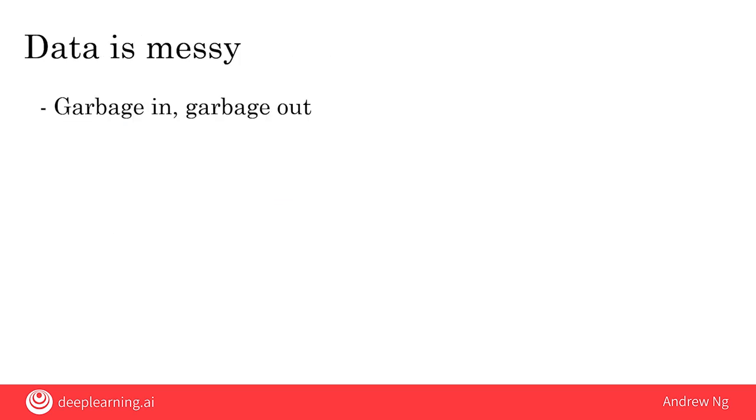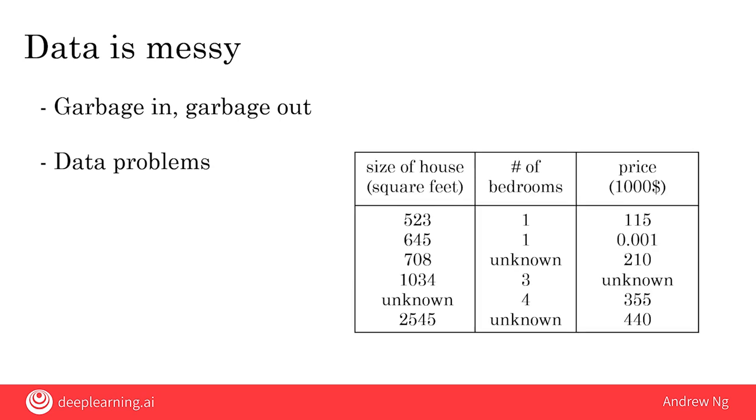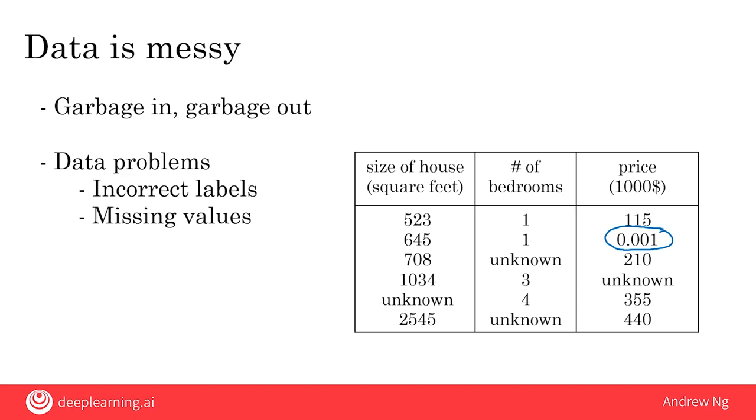Finally, data is messy. You may have heard the phrase "garbage in, garbage out," and if you have bad data, then the AI will learn inaccurate things. Here are some examples of data problems. Let's say you have this data set of size of houses, number of bedrooms, and the price. You can have incorrect labels or just incorrect data. For example, this house is probably not going to sell for $0.001 thousand, just for $1. Or data can also have missing values, such as we have here a whole bunch of unknown values. And so your AI team will need to figure out how to clean up the data or how to deal with these incorrect labels and/or missing values.